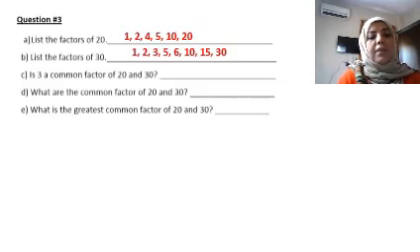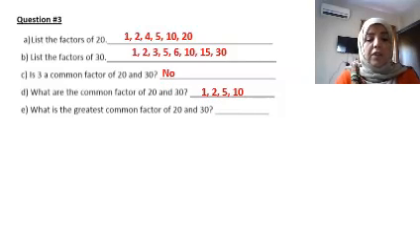Now, is 3 a common factor for both? No, because it's not found in the factors of 20. So 3 is not a common factor. So what are the common factors then? They are 1, 2, 5, and 10. And the greatest among them is 10.